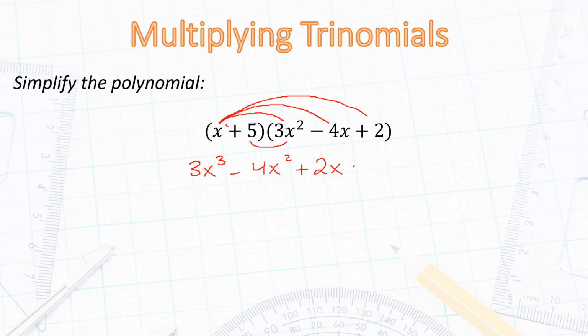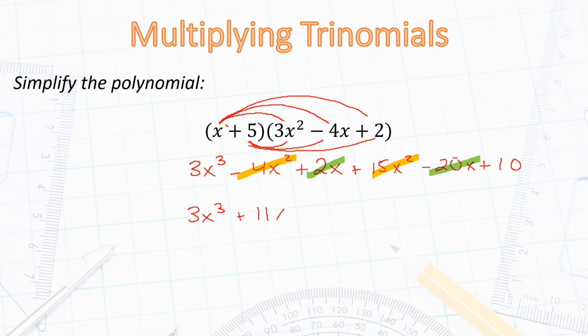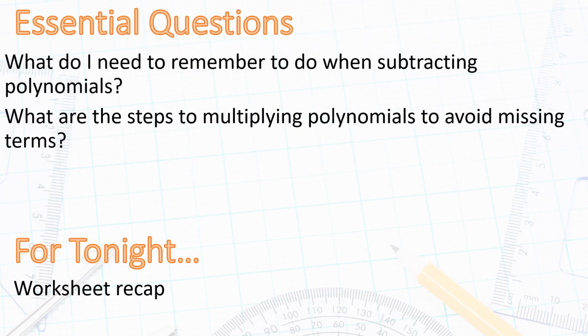5 times 3x squared is 15x squared. 5 times minus 4x, minus 20x. And 5 times 2, 10. So now we just have to combine those like terms together. So we got x's and x squareds that need to be combined. 3x cubed plus 11x squared minus 18x plus 10 will be our final answer.